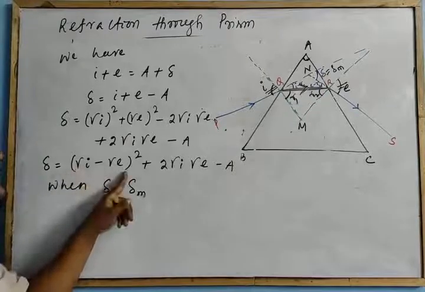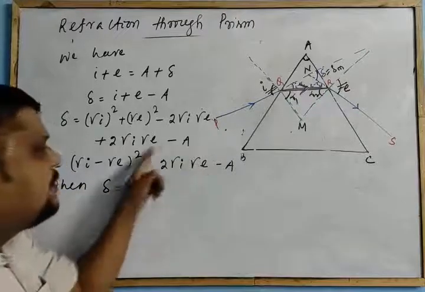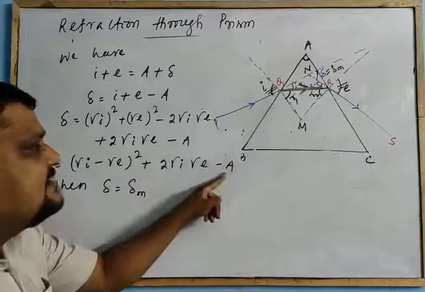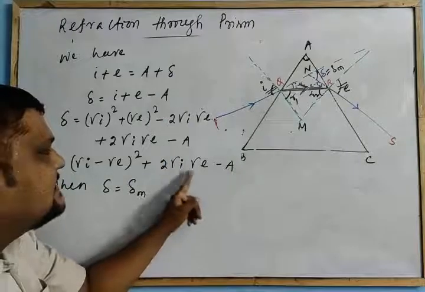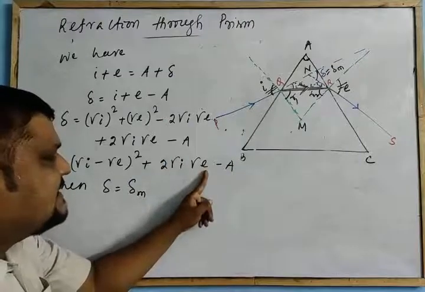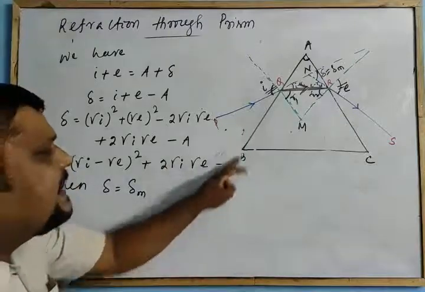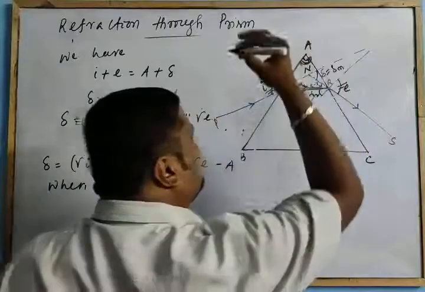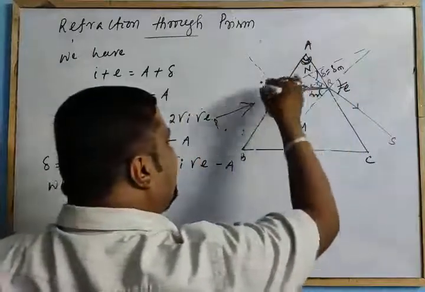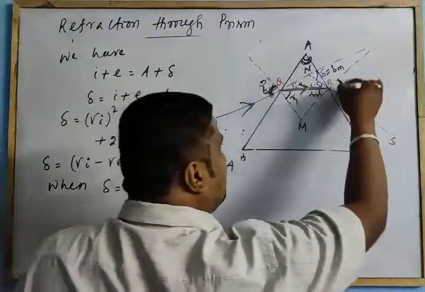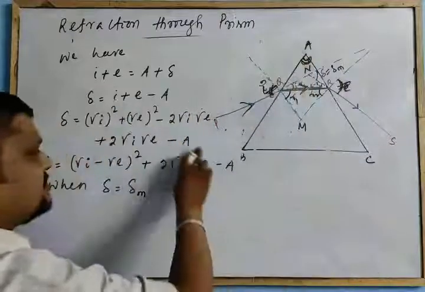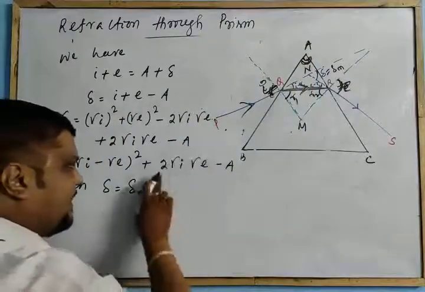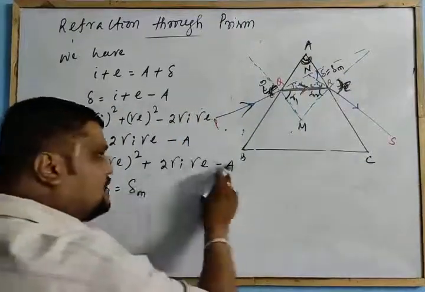You can make this 0. But you cannot make this 0, because this is the product of two things: angle of incidence and angle of emergence. They cannot be 0. The angle of the prism cannot be 0. If the prism exists, it has an angle of prism. And if there is an incident ray, there is an angle of incidence and there is an emergent angle. So they are never 0.